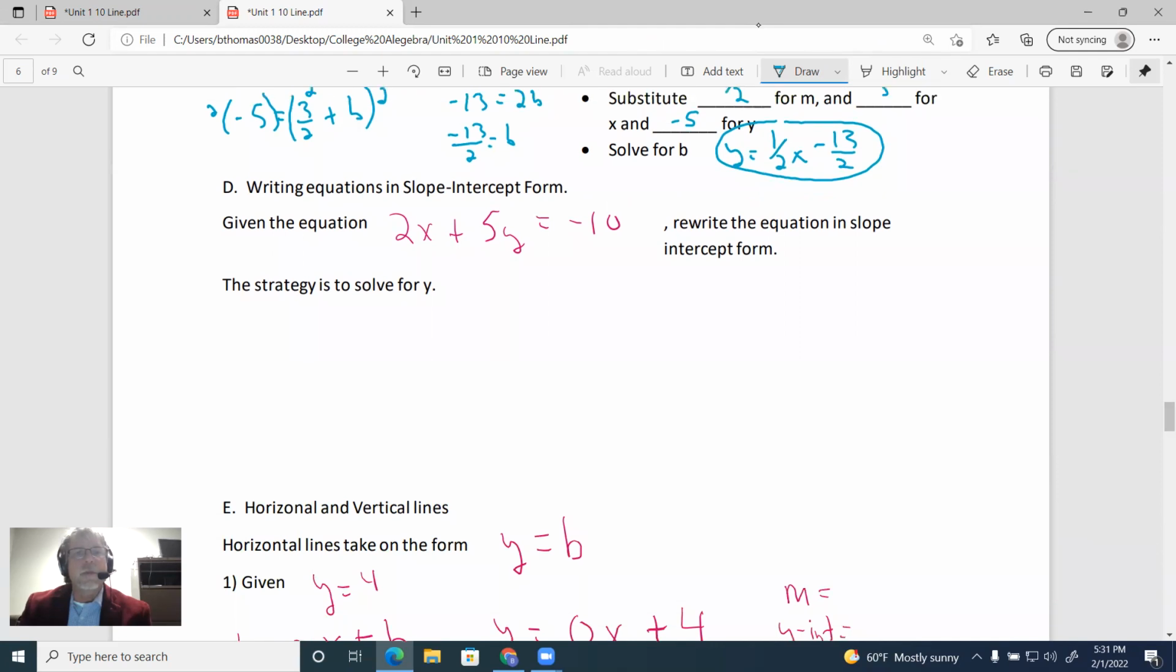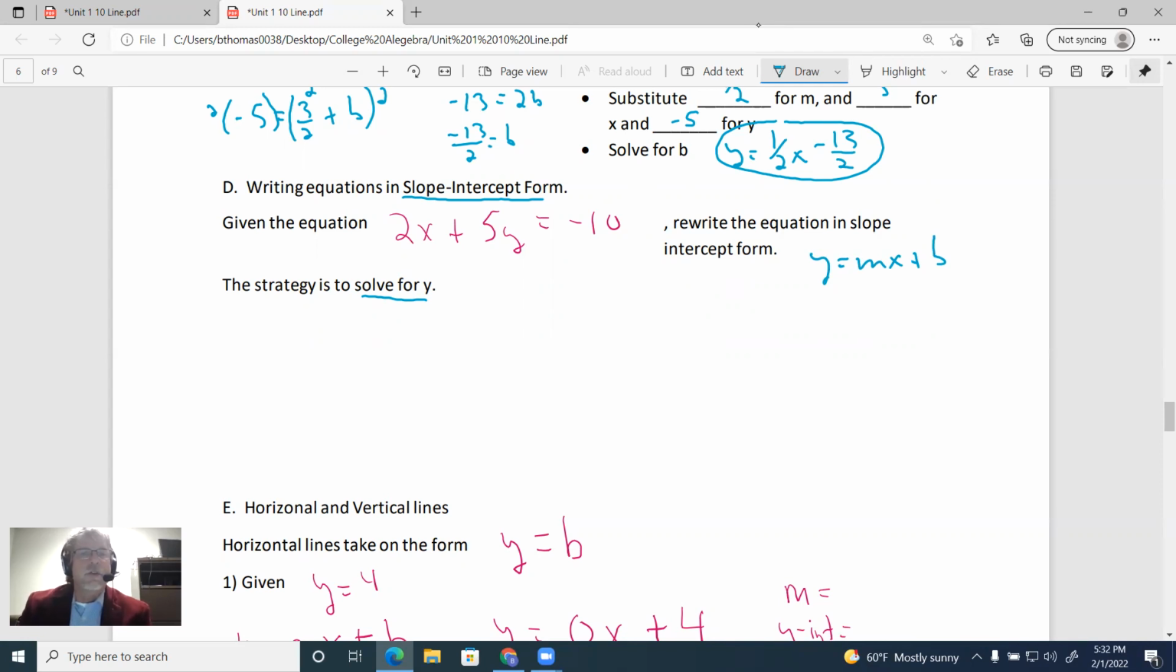So sometimes we may be given an equation in the form of 2x plus 5y equals, say, -10. And what they want us to do is write it in slope-intercept form. So to rewrite the equation in slope-intercept form, our strategy is to solve for y, because remember, slope-intercept form is y equals mx plus b. So in other words, I have to get y by itself.